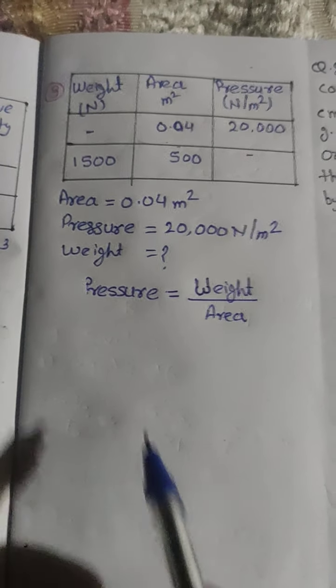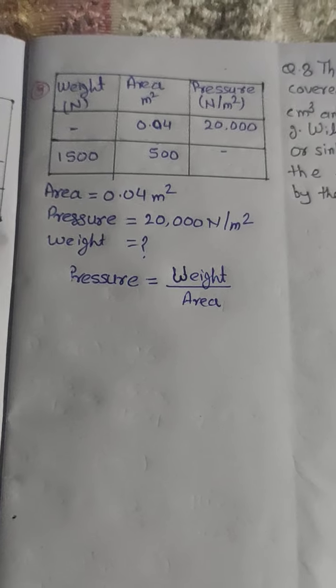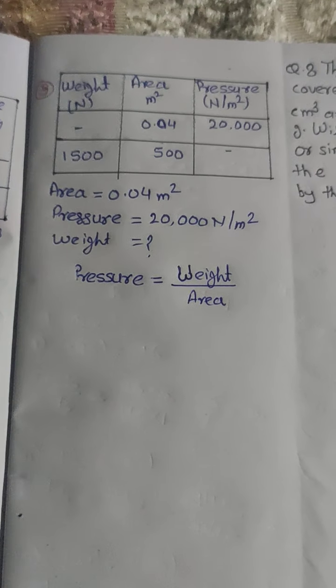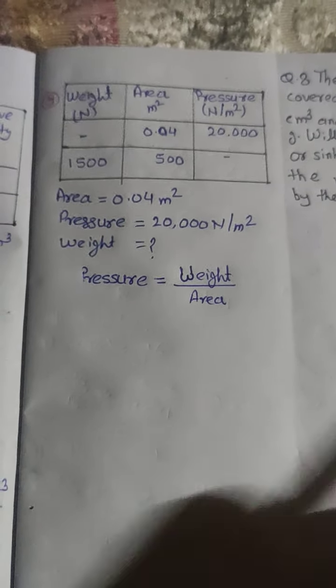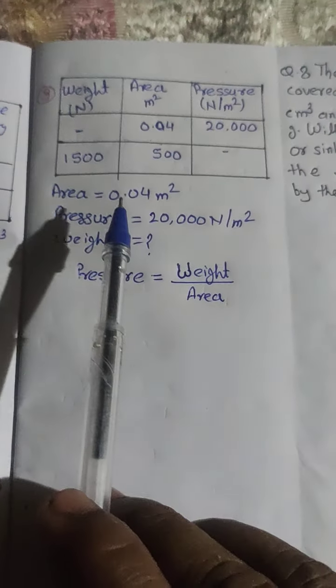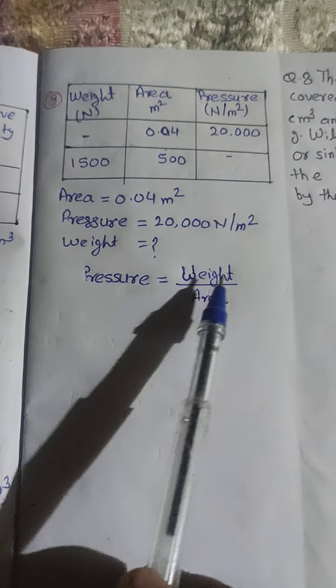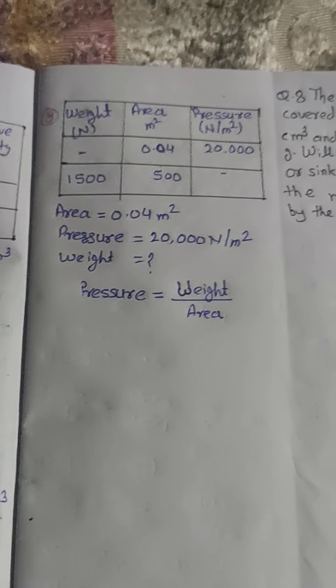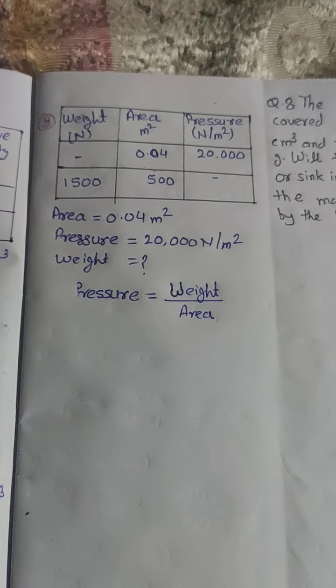Now see, the third table is there: weight, area and pressure. Three quantities out of three. Two is given, the third one we have to find. In the first one, area is given 0.04 meter square, pressure 20,000 Newton per meter square. We have to find the weight. So we use the formula pressure equals weight upon area.